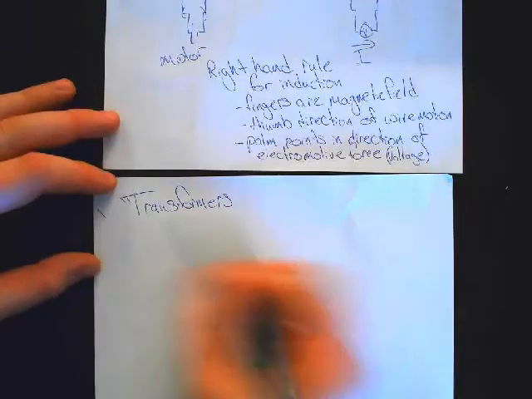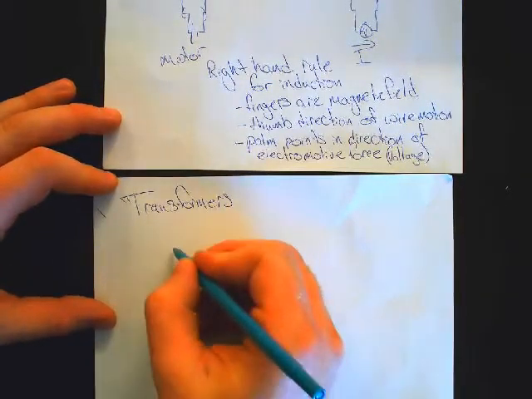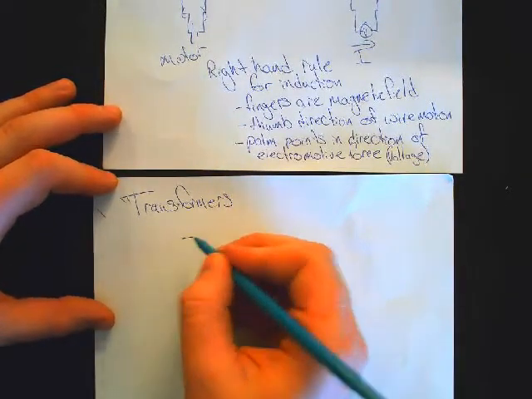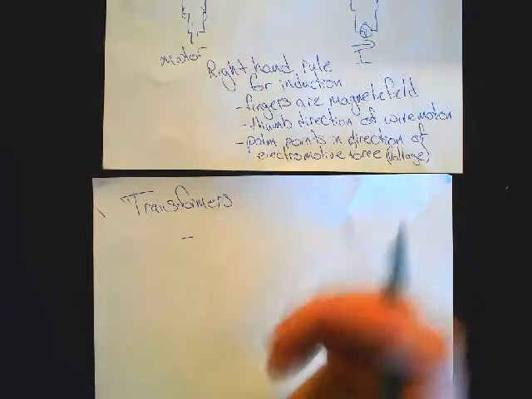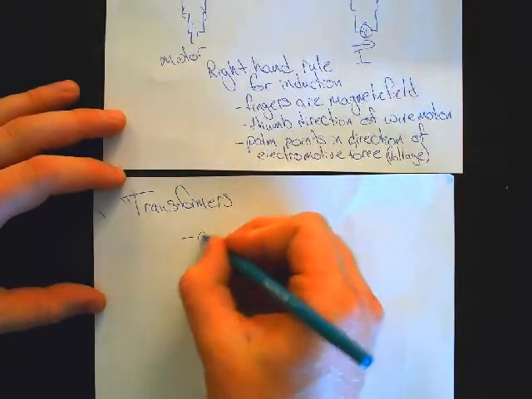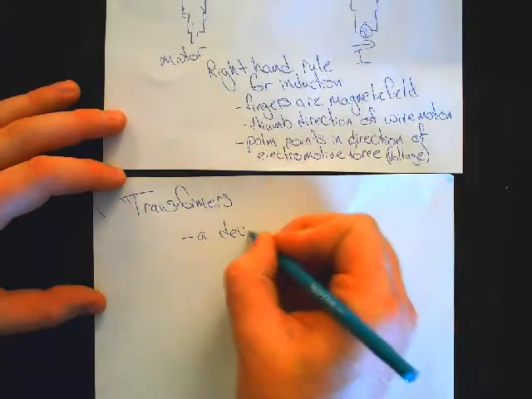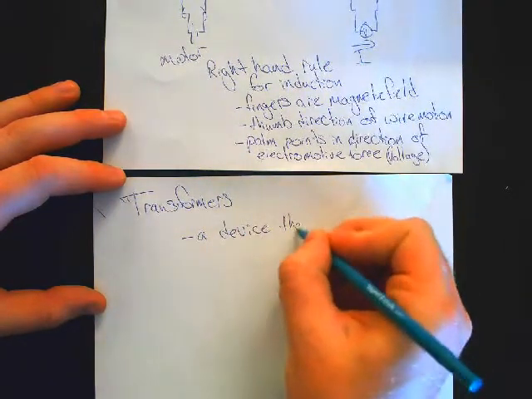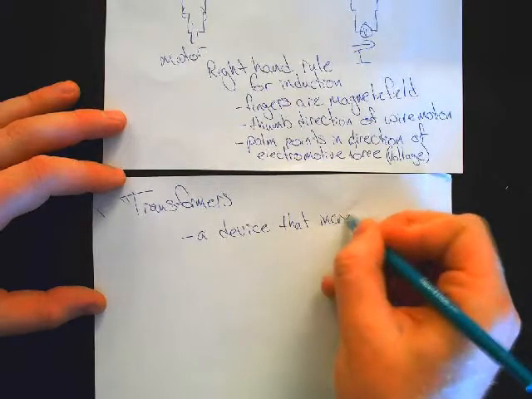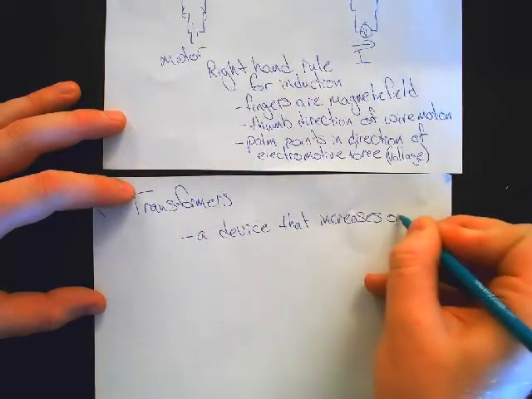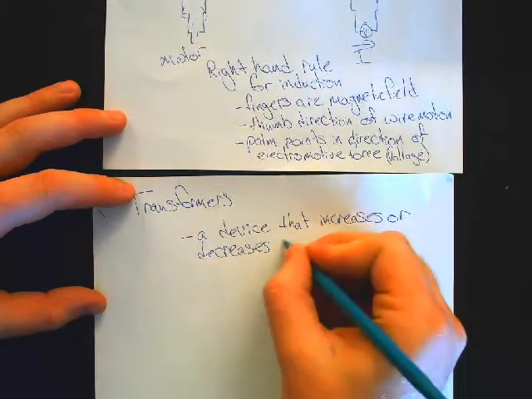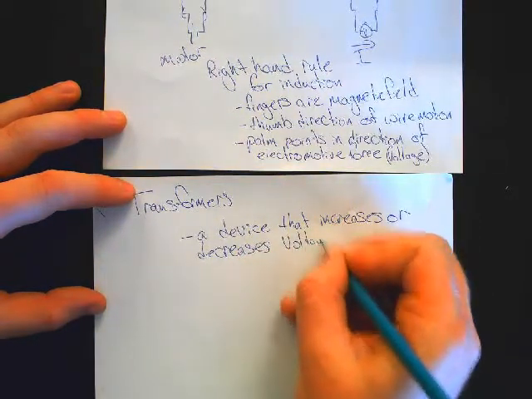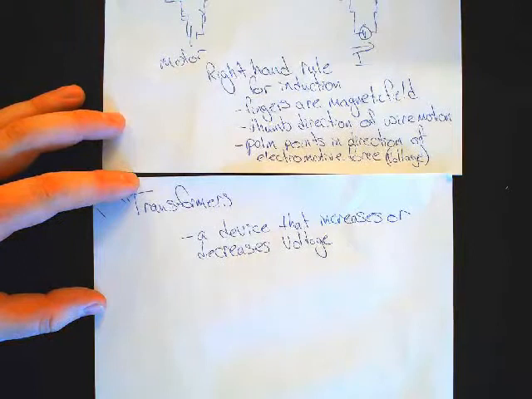All right, transformers. So a transformer is a device that steps up or steps down voltage so that it can actually be used in a device. So a device that increases or decreases voltage using magnetic fields.